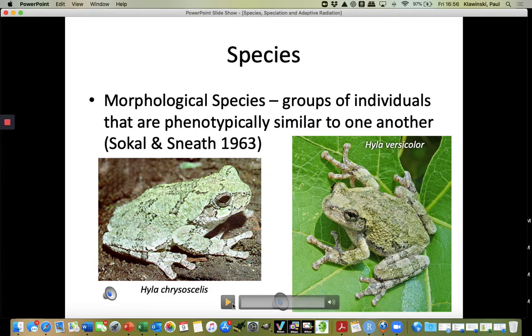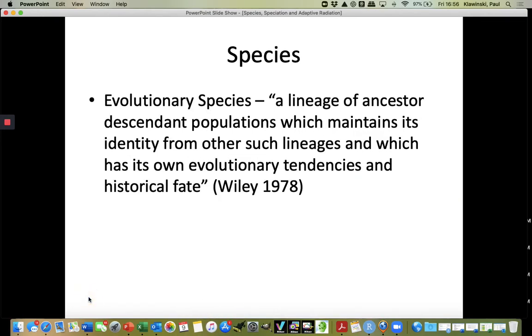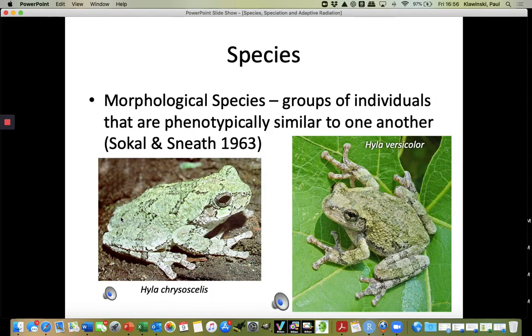And here's the mating call of the second species. You see the trill rate is much slower in Hyla versicolor than it is in Hyla chrysoscelis. And as I explained to you in class, these two species differ in that one is diploid and one is tetraploid, and the difference in ploidy prevents them from interbreeding.